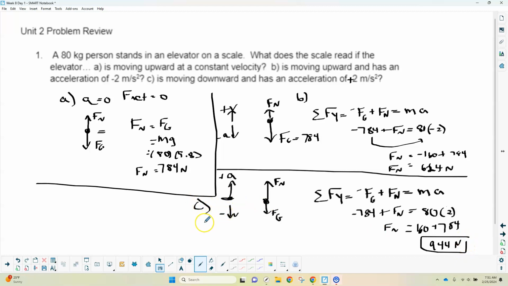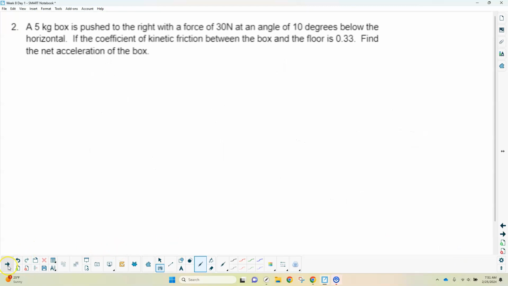Okay. So that was problem number 1. Problem number 2, a box is being pushed along the floor.